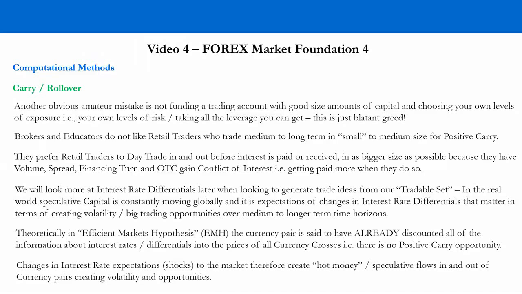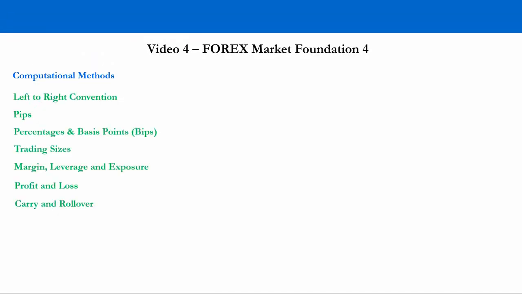We've been through a lot of basic computational methods, and just as a reminder, we've been through the left to right convention, we've been through pips calculations, percentages and basis point calculations. We've looked at the various trading sizes within the Forex market, so our standard sizings. We've looked at margin, leverage and exposure. We've looked at profit and loss calculations. And lastly, we looked at the really important carry and rollover dynamic. I think we've learned quite a lot here in this section. So let's go back over to the trading desk for a quick recap and summary.